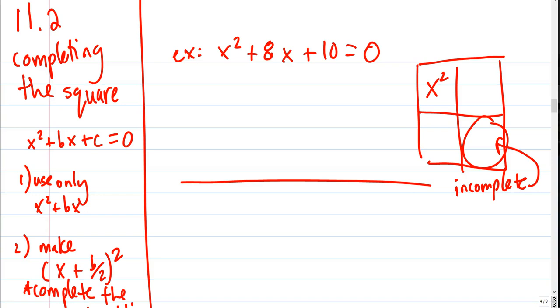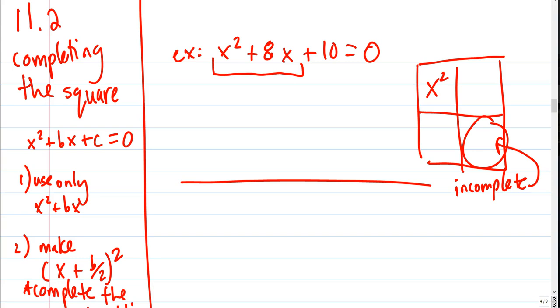So section 11.2 focuses on the method called completing the square. To visualize this, I'm going to draw a square here. Our goal is, using just the x squared plus 8x, to create a perfect square so that I can turn an 11.2 question back into an 11.1 question.